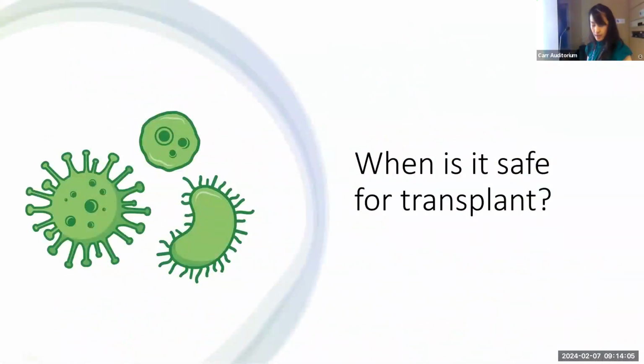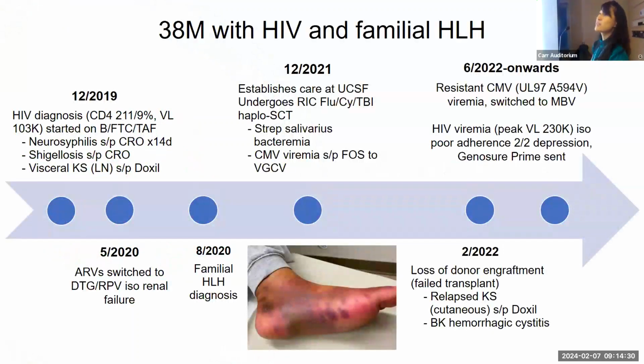All right. I am going to transition. The prior few cases were about our organ transplant patients. And so I'm going to move on and talk a little bit about our heme malignancy stem cell transplant patients. This question is, when is it safe for transplant, specifically when you're thinking about patients with complex infection histories? All right, this is a complicated patient. I'm going to go through the history quickly so we can get to the question.